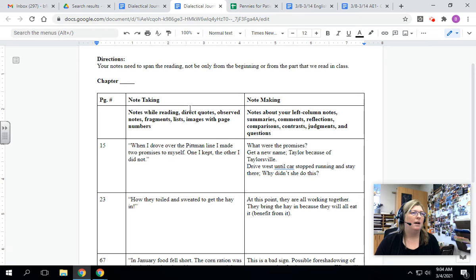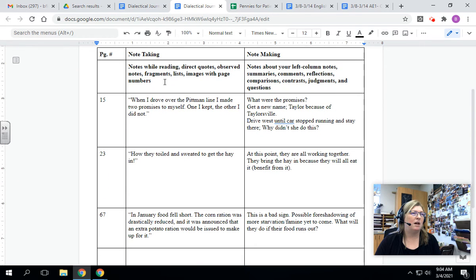Page number column. On the left-hand side is note taking, and on the right-hand side is note making. So if you read this topic up here, note taking are notes while reading. They can be direct quotes. They can be observed notes, like things that you think about as you're reading. They can be fragments, lists. You could even draw a picture if you're a person who thinks in pictures, or there's just something that creates a visual image in your mind and you want to remember it. They do need to have a page number. I'm not going to give you credit if there's no page number. This is a pretty basic page, so you have to do it right.